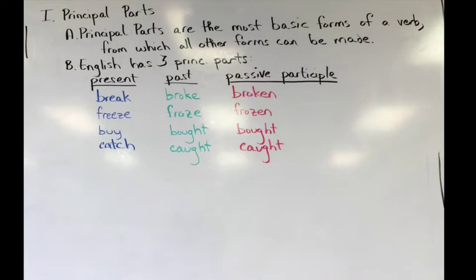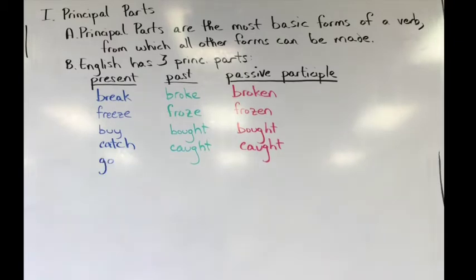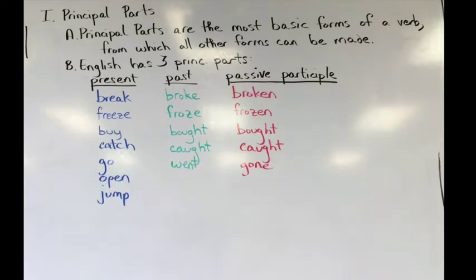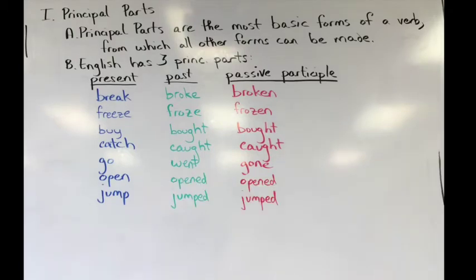Now those look at least a little bit like what their present forms are, but then we have words where the past and passive participle look completely different from their present, such as the verb go. What are the other two principal parts of the word go? If you got them right, they are went and gone. On the other hand, we do have some words like open and jump, which are the most common pattern. What are the past and passive participles for open and jump? They are opened and jumped, the same for each one.